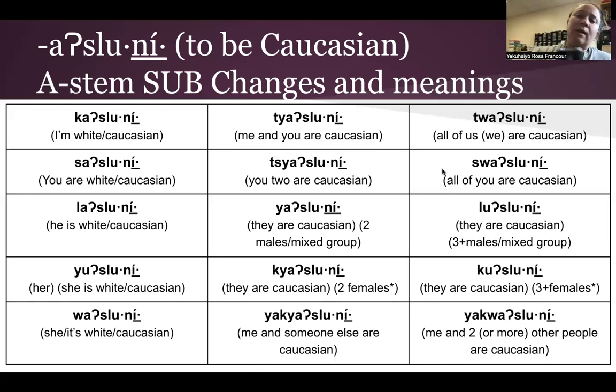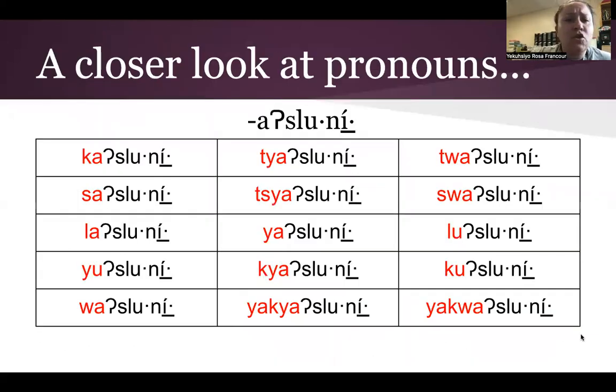Okay, Swazloon, you are all white or Caucasian. Luzloon, they are white or Caucasian. Guzloon, the females, they are white or Caucasian. Yagwatzloon, they are me and these other people, me and these two or more others are white or Caucasian. We are. Okay, so this is the main thing I want you to look at.